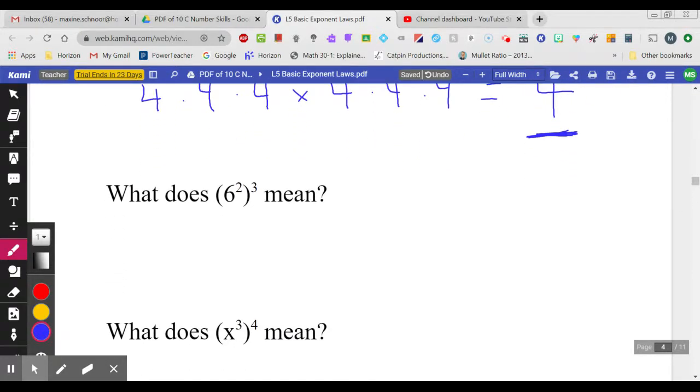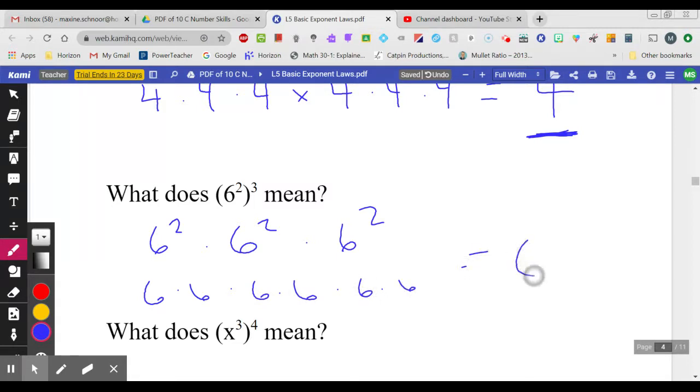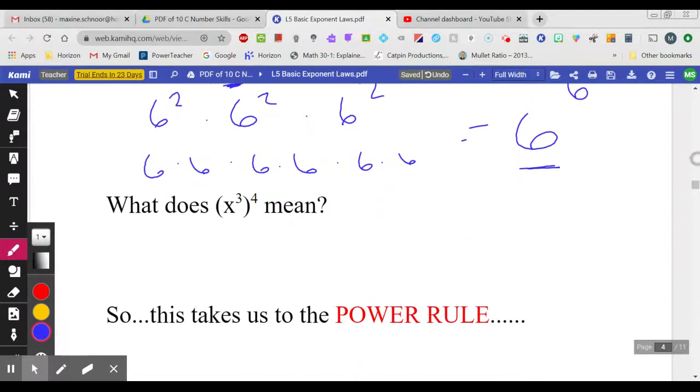So 6 squared all cubed means 6 squared times 6 squared times 6 squared. Or in other words, 6 times 6, 6 times 6, 6 times 6. So that's going to be 6 to the exponent 6. So again, the base does not change. When powers touch, you times them. Now this one's a prime example of why we have exponent laws. I don't want to have to write this out all longhand. I just want to know that I can keep the base the same, and when powers touch, I times. So x to the power of 12.